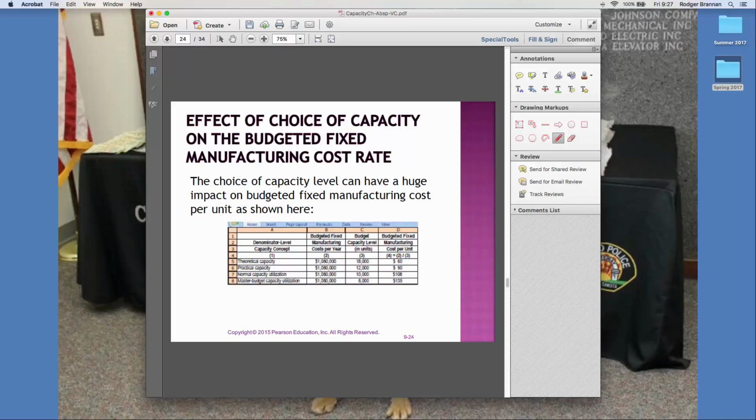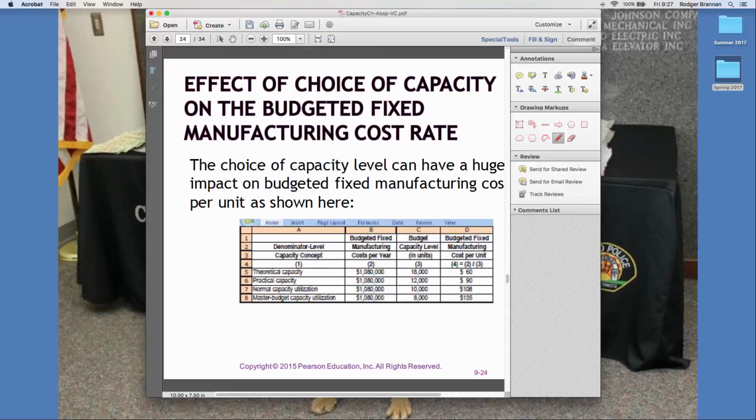Now, what's the big deal with all this? Well, the big deal with all of this is how much cost per unit do I attach to each item that I'm producing. The higher that level of capacity that I'm assuming, the lower the cost. The lower the capacity, the higher the cost. But I have to get a return of all my cost. And herein lies the real problem. If I don't choose the right capacity, if I don't make the right choice, I end up with a lot of cost. And those costs have to be returned to me. And if they're not returned to me, then I'm not going to be very profitable.